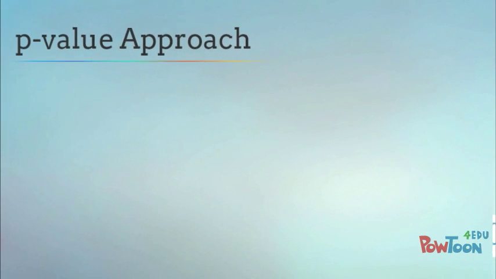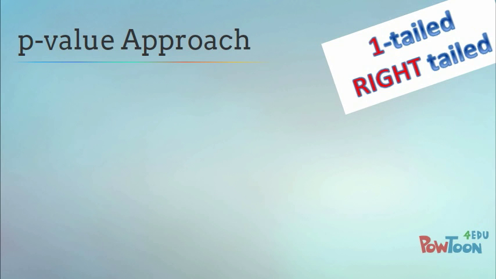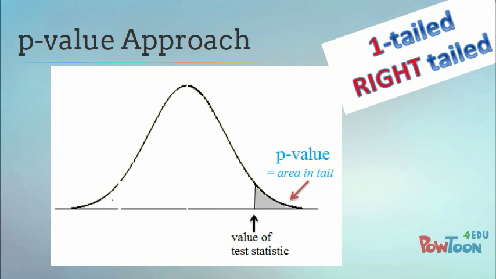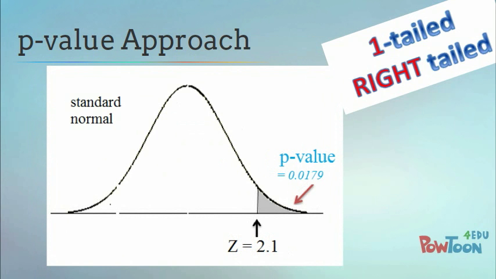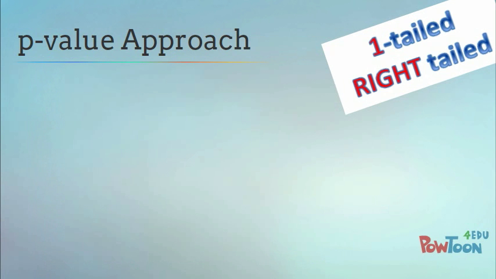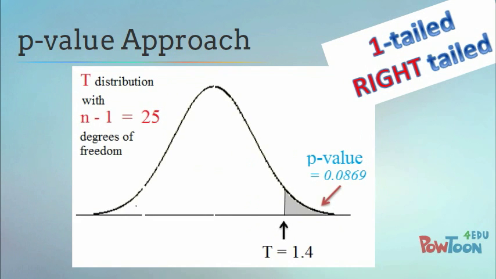For a one-tailed right-tailed test, we calculate the probability that the appropriate distribution is greater than the test statistic. For example, if we had a z-statistic equal to 2.1, the probability that a normal is greater than 2.1, that is, the p-value, is 0.0179. For a t-statistic, say t equals 1.4 with a sample size of 26, we find the probability that a t with n minus 1 equals 25 degrees of freedom is greater than 1.4, which is 0.0869.